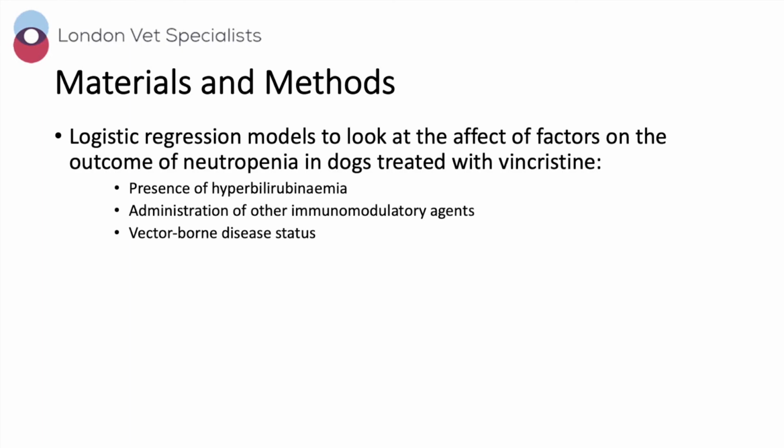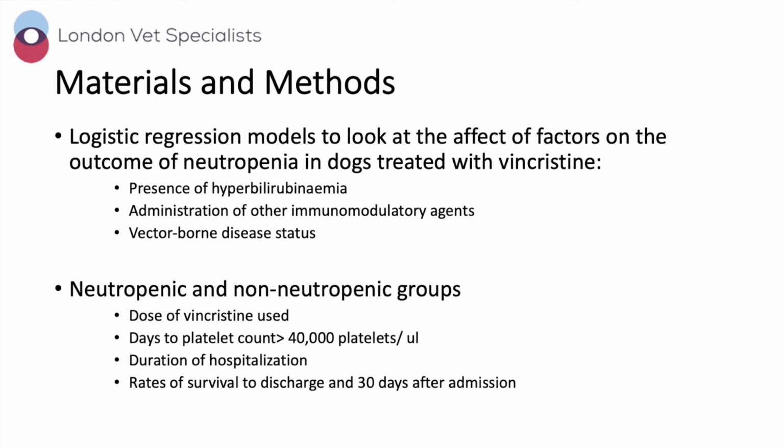And logistic regression models were used to look at the effect of factors on the outcome of neutropenia in dogs treated with vincristine. So the factors that were looked at were presence of hyperbilirubinemia, administration of other immunomodulatory agents, and vector-borne disease status. And then within the neutropenic group compared to the non-neutropenic group, the dose of vincristine used was compared, days to platelet count over 40,000 platelets was compared, duration of hospitalization, and survival rates were also compared.